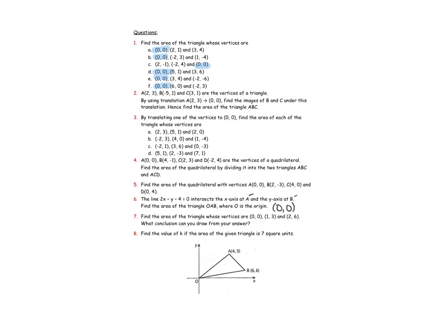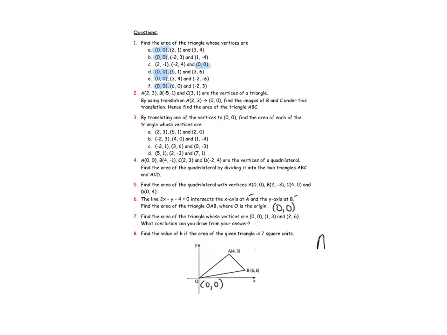Question 7 says find the area of the triangle whose vertices are (0, 0), (1, 3), and (2, 6). What conclusion can you draw from your answer? So it's hopefully easy enough. And then question 8 says find the value of k if the area of the triangle is 7 squared units. Now this, remembering you have the origin here, so you're (0, 0), and you're working backwards this time.